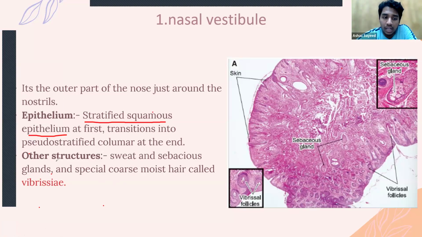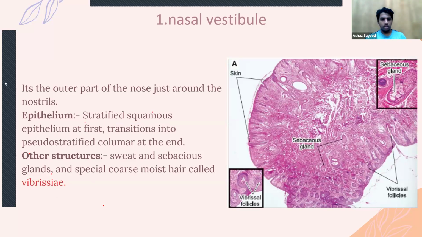Now you have other structures like the sweat and the sebaceous glands and special coarse, moist hair called the vibrissae. People have hairs in their noses, it's common to see hair in the nose. That hair is called vibrissae. There was no previous year question asked on this, but let it be. Whenever you see a new name like this, it's good to memorize it because chances are they will ask questions from you. So the hairs in your nostrils, those are vibrissae.